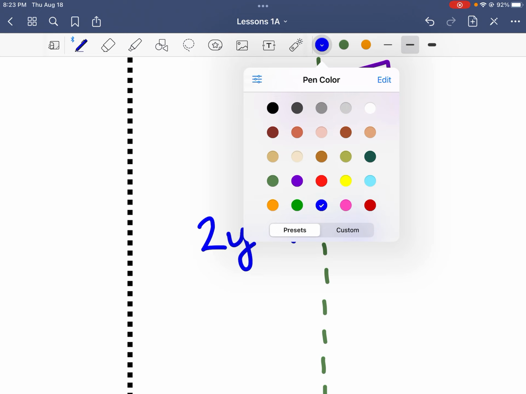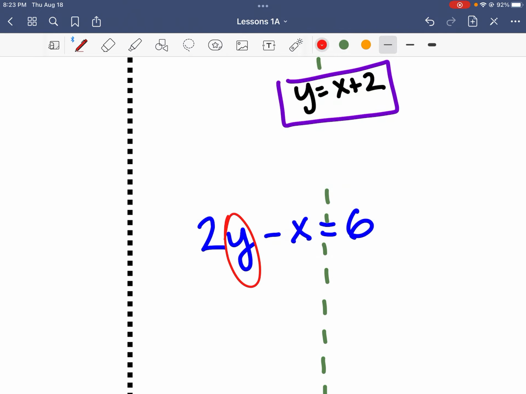Now again, my goal is to get y by itself. But I have this 2 and this negative x that is stopping it from being by itself. So which one do I take care of first, 2 or negative x? Remember, I always have to take care of the most outer operations first. So in this case, it is the negative x I need to take care of.